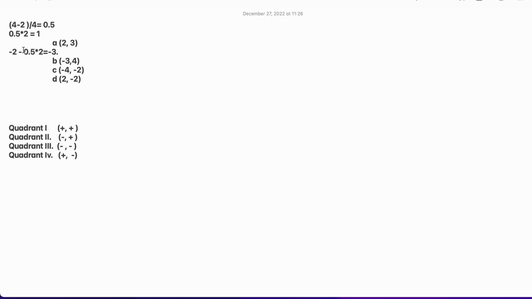But why do we minus it? Why don't we just, like here, do 1 plus 2 equal to 3? Why don't we add it? Because if we add it, it's -1.